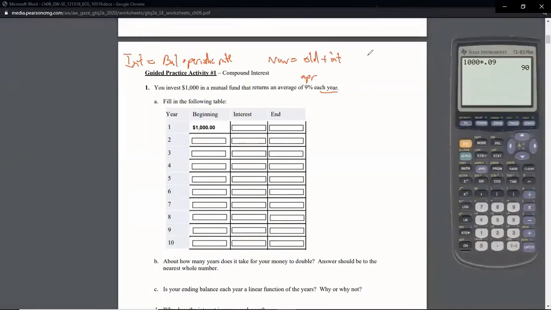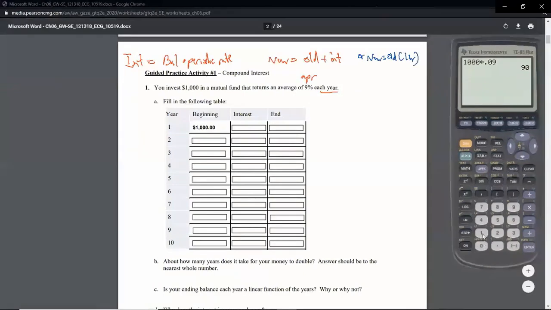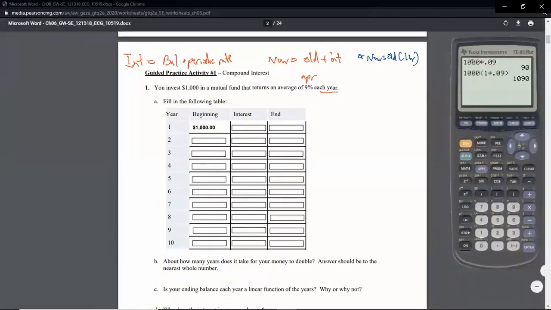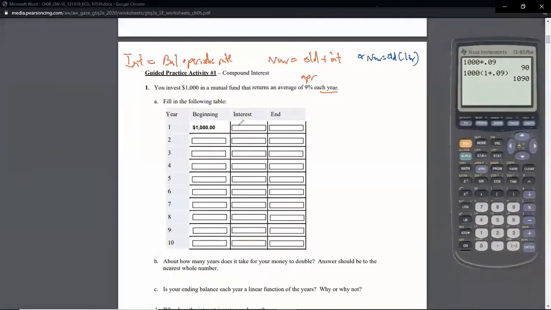If you wanted to use the other version, new equals old times 1 plus r, check this out. If we do 1,000, then parentheses, your calculator, you might have to hit times first, and then the 1 plus the rate as a decimal, so 0.09. And look at that, we get 1,090, which is exactly what 1,000 plus $90 is. If you took the 1,000, which was the starting balance, and you added the interest, which was the 90, you would still get 1090. It's two different ways to get the same answer.